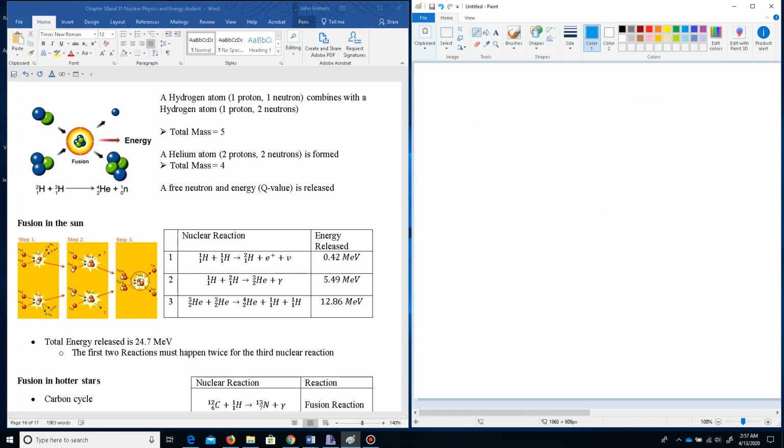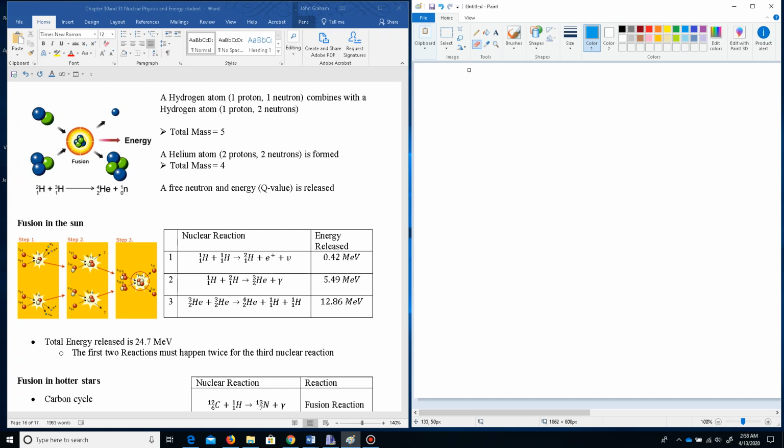We have a hydrogen atom that has one proton and one neutron. That's this one over here, the one blue and one green. It combines with a hydrogen atom of one proton, so the proton is the green, and two neutrons, which are the two blues. They combine together into a fusion.